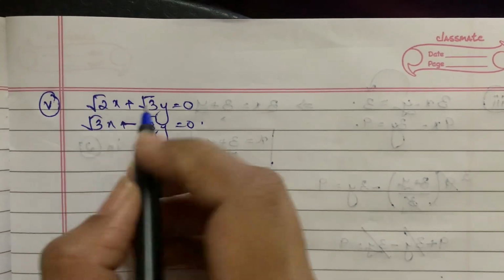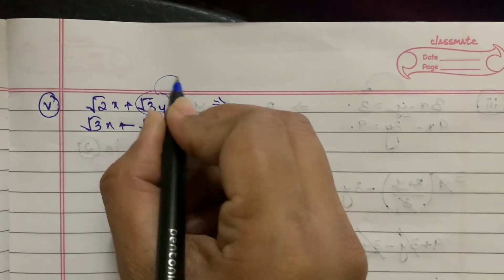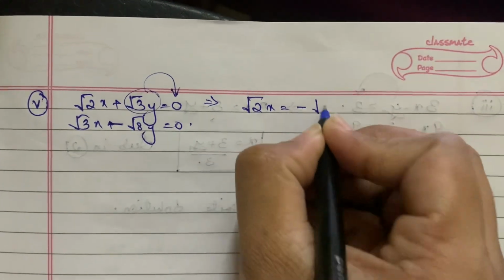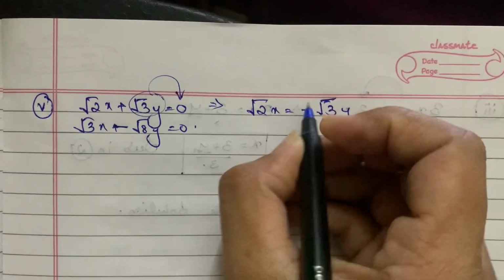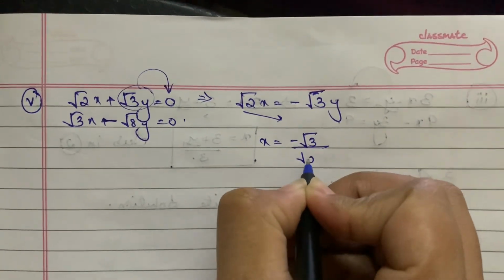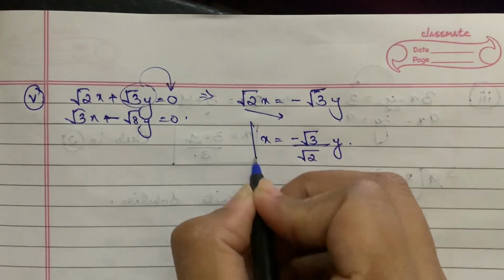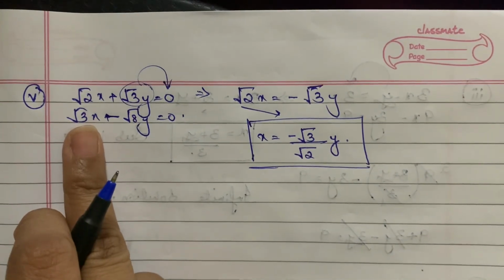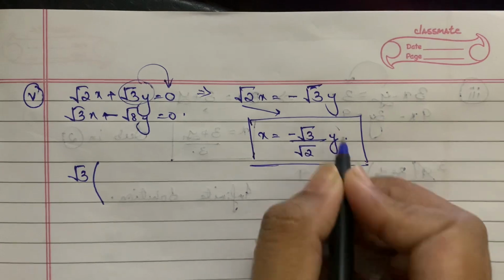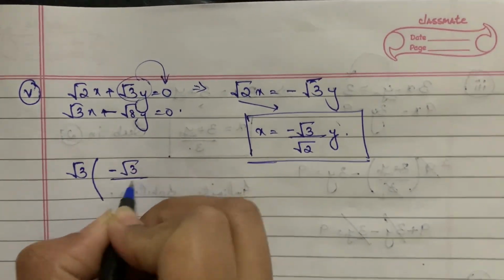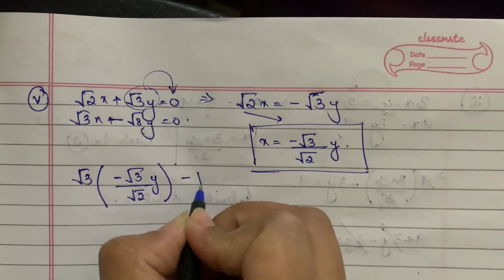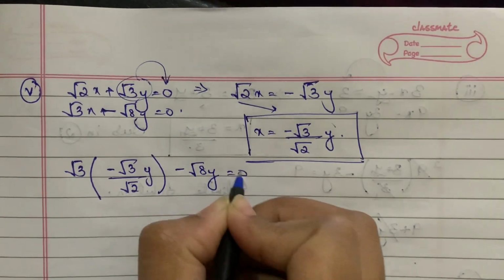So I want to make x as the subject. So to make x as the subject, I'm going to send it in here. Root 2x is equal to minus root 3y, and then this comes down, x is equal to minus root 3 upon root 2 y. This is my y. I'll be substituting in here. So root 3 is here. In place of x, I'm going to put this thing, minus root 3 upon root 2 y minus root 8y is equal to 0 I have.